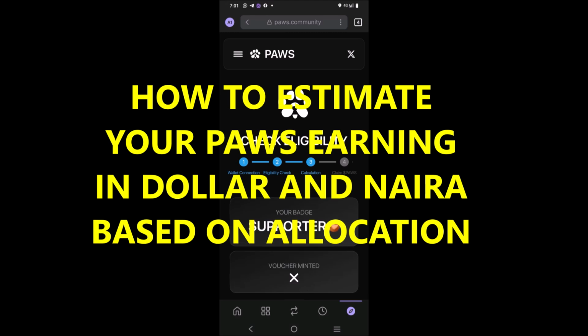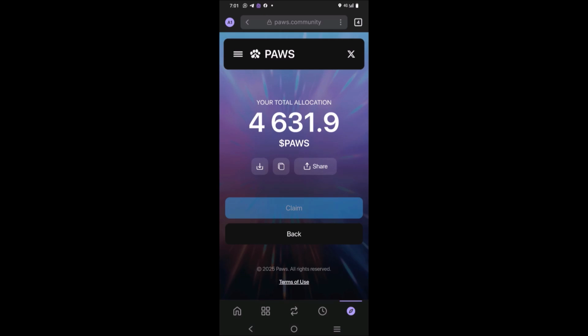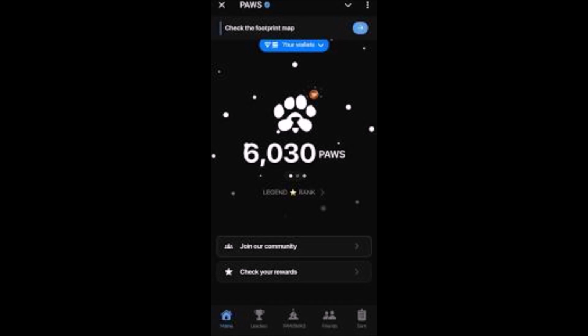And many people are already smiling because of what they saw as their allocation. Some got 4,000, some got 5,000, some got 6,000, some got much more than that, while some others got less than that. As you can see on the screen, I am showing you some that got 4631.9 PAWS, some got more than that, and some also got less than that amount. So in the comment section, let me know how many PAWS you were given as your allocation.